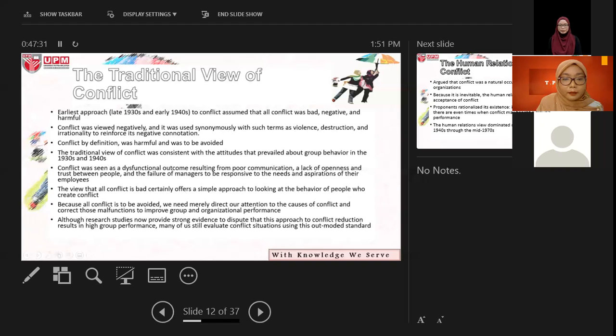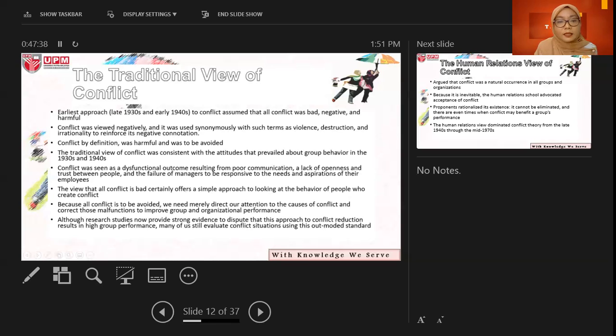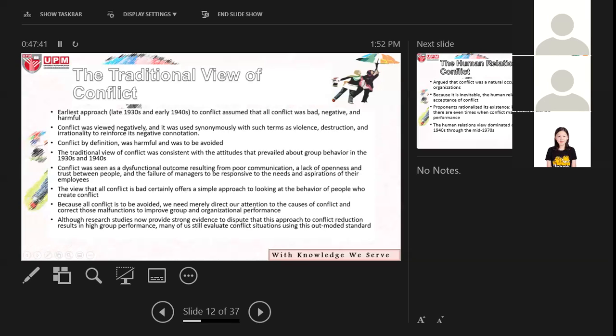Okay, and then conflict was seen as a dysfunctional outcome resulting from poor communication, a lack of openness and trust between people. Openness ni means the tendency of the higher ups to accept the comments or the feedback from the bottom up. Susah. That's why the communication too cannot flow smoothly. And then the failure of managers to be responsive to the needs and aspirations of their employees.